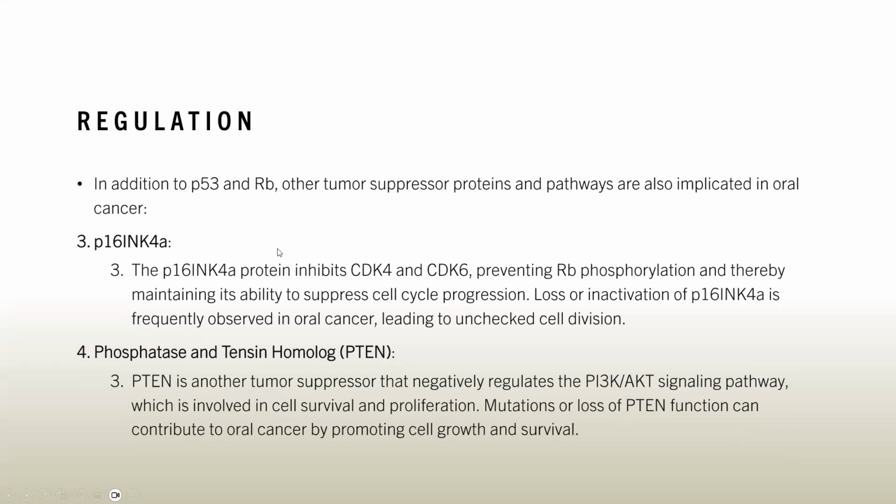In addition to p53 and RB, other tumor suppressor proteins and pathways are also implicated in oral cancer, like p16INK4A. The p16INK4A protein inhibits CDK4 and CDK6, preventing RB, or retinoblastoma, phosphorylation and thereby maintaining its ability to suppress the cell cycle progression. Loss or inactivation of p16INK4A is frequently observed in oral cancer, leading to unchecked cell division.